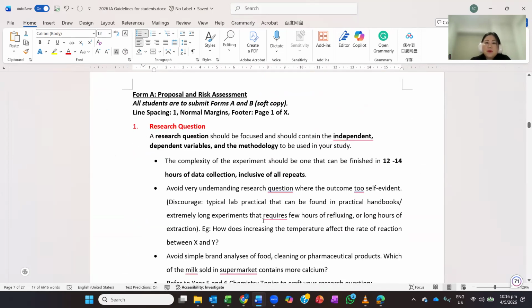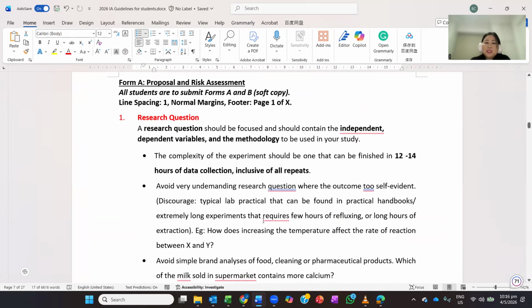Okay, so I will not go through this. I will go through the research questions. The research question should have the independent variable, dependent variable, and the method. And what is the variation of the independent variable? At least you should vary it, if possible, 5 times. So let's say if you are looking at how temperature affects something, then try to have 5 variations of temperature. How does pH affect something? Then try to vary pH 5 times.